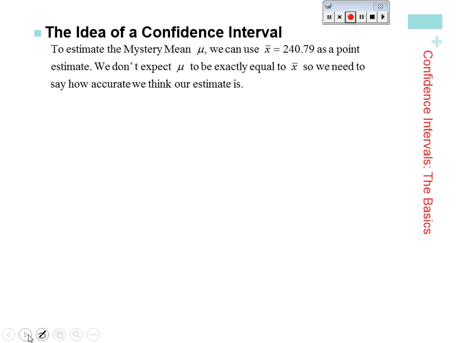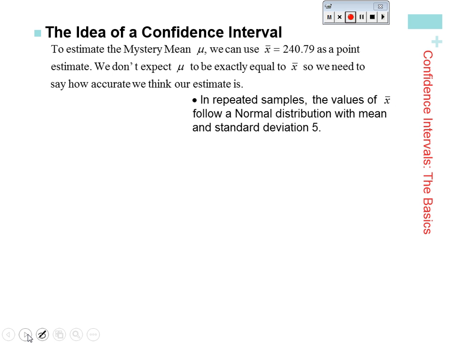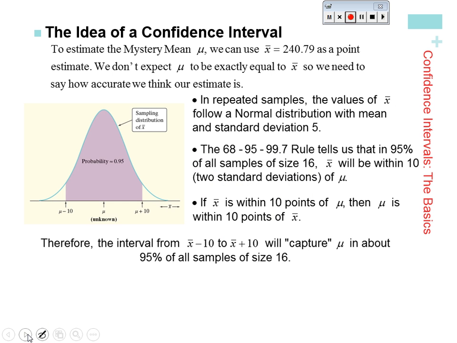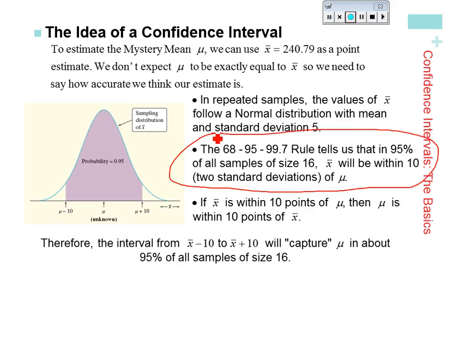So in terms of using confidence intervals, one of the things that we'll look at here is the empirical rule, which, if you recall, is the 68, 95, 99.7% rule.